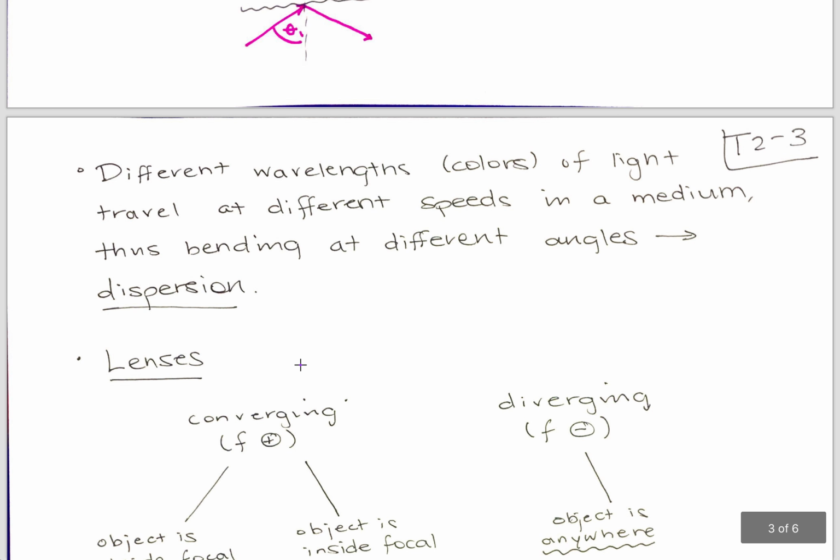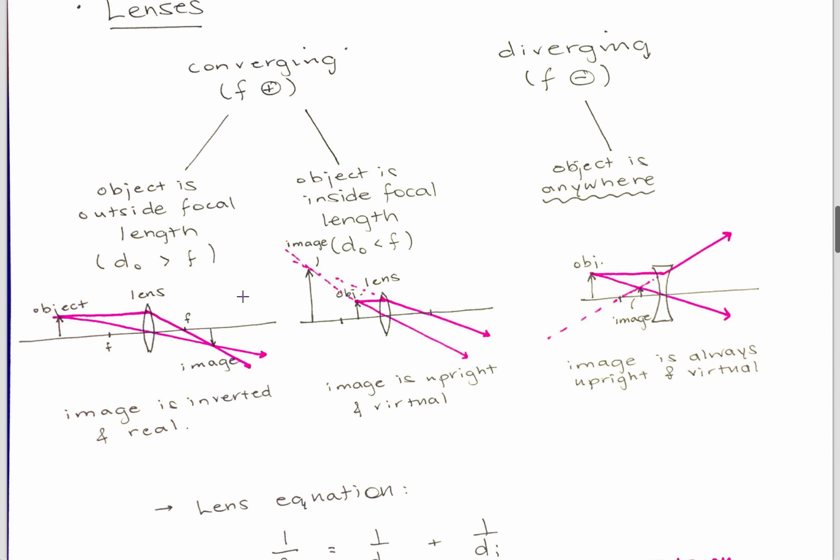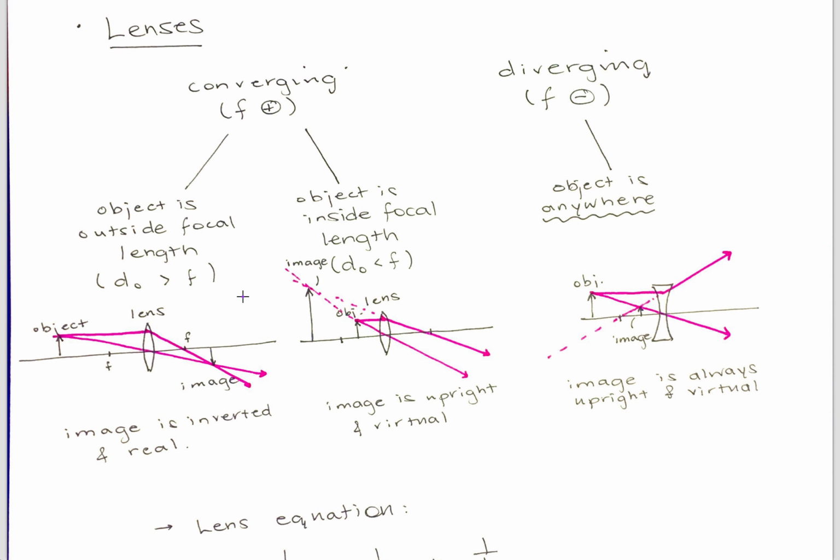Cool, okay, so we can keep cruising along here. Different wavelengths of light travel at different speeds in a medium, so they each bend at different angles, and this is how we get dispersion. This is the effect that results from a prism or from a rainbow and things like that. All right, lenses.